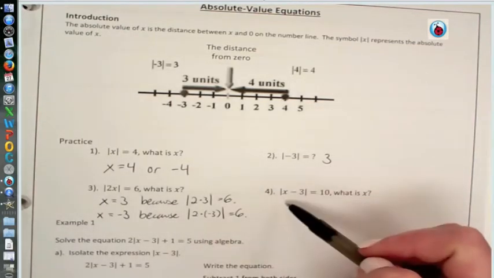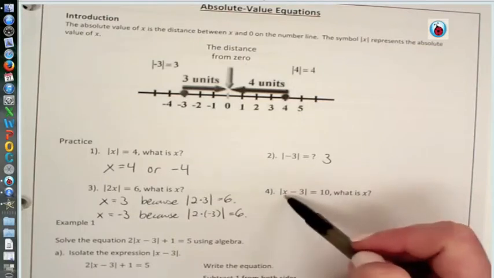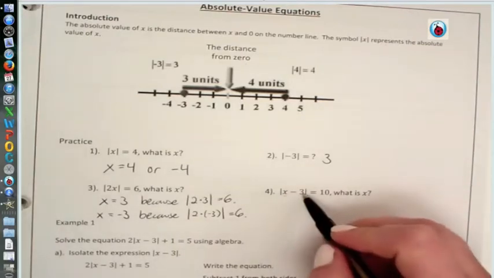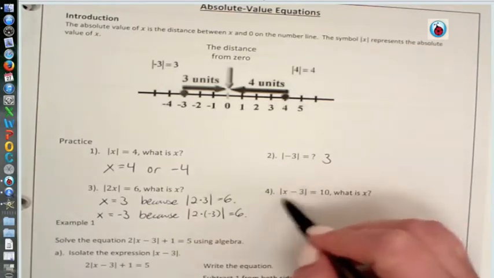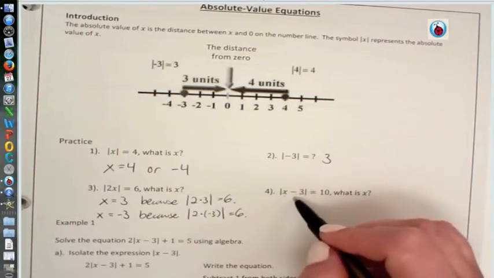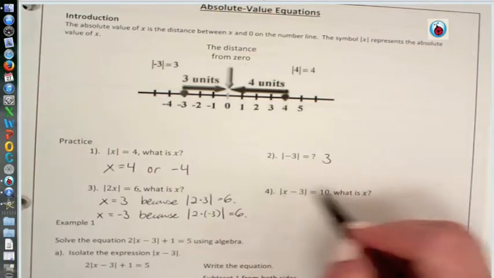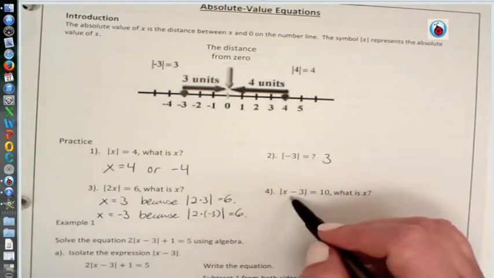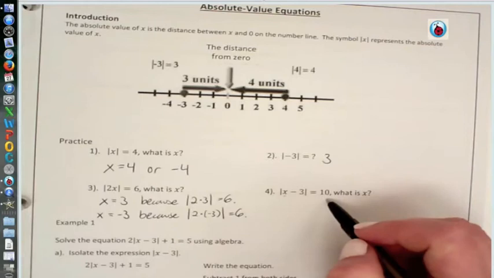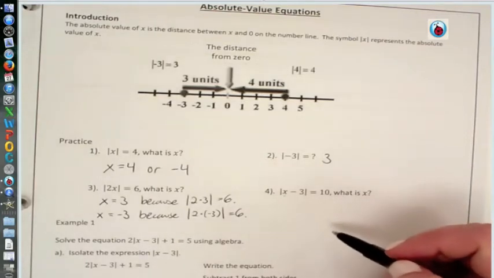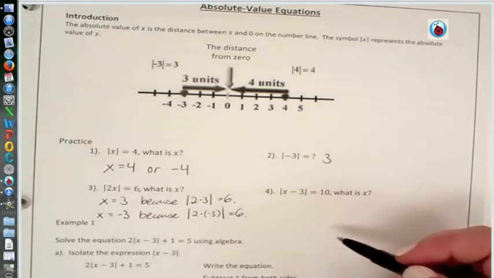Same thing with number 4. There are two numbers that I can think of where x minus 3 is going to have an absolute value of 10. In other words, x minus 3 could be 10, or x minus 3 could be -10. Both of those numbers have an absolute value of positive 10. So we have to consider both.